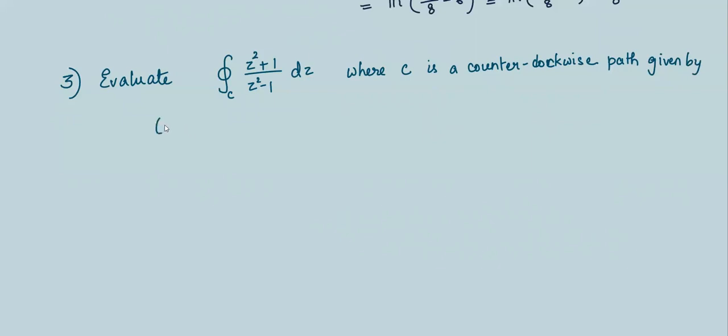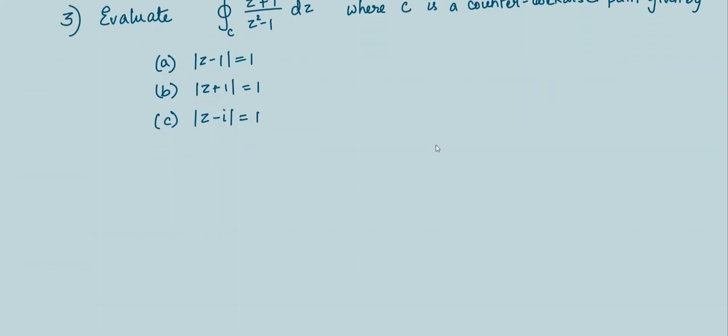Now there are three problems here. The first bit, A bit: modulus of z minus 1 equal to 1. B bit: modulus of z plus 1 equal to 1. C bit: modulus of z minus i equal to 1. All are circles. Now let us evaluate this one.